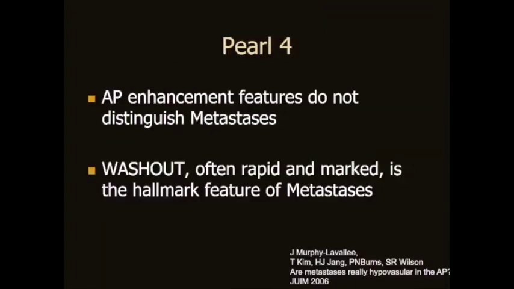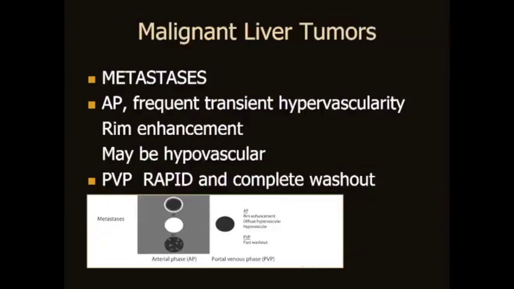So pearl number 4, arterial phase enhancement features, which we have just been talking about, are specific for benign lesions, and do not really distinguish metastatic lesions at all. And so what is the feature that we're really looking for? We're looking for washout that is most often rapid and marked as the hallmark feature of metastatic tumors.